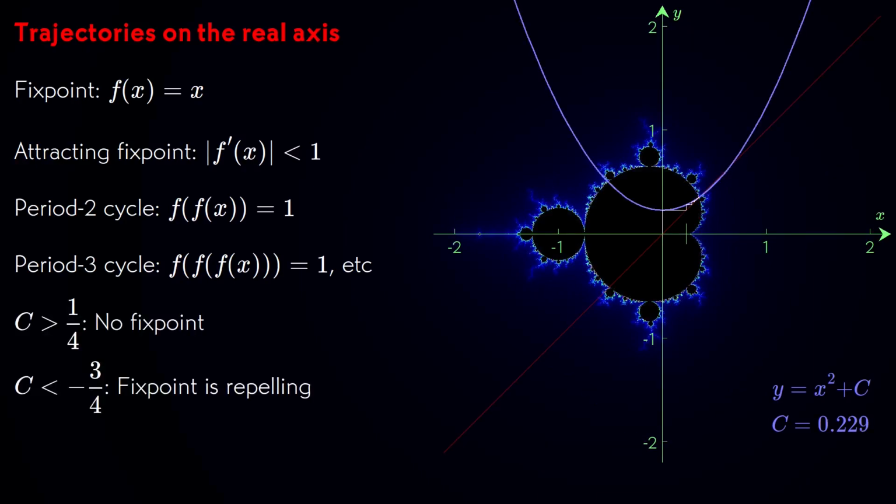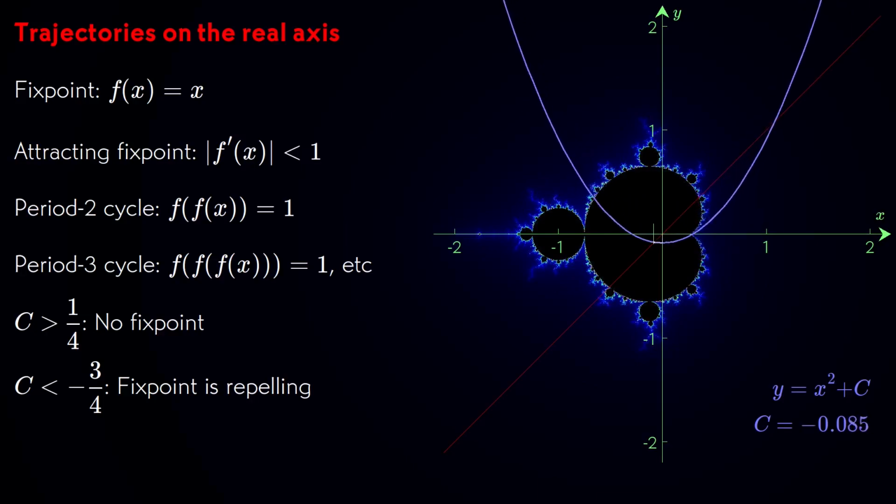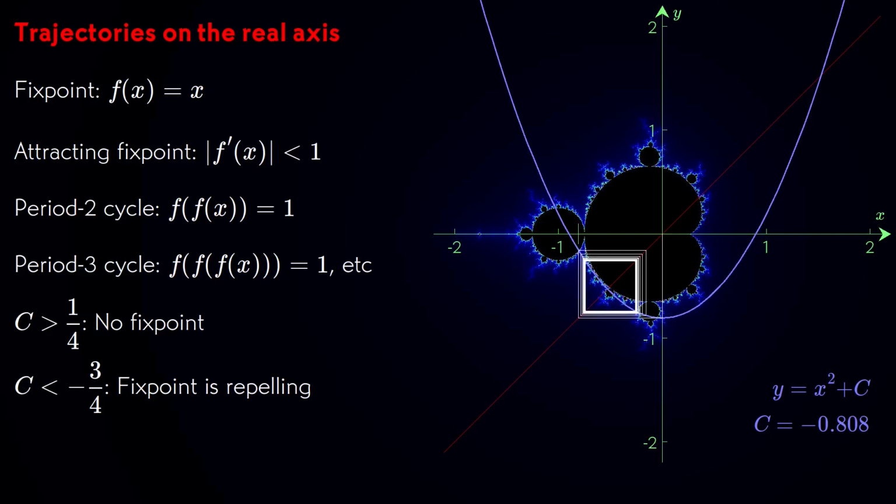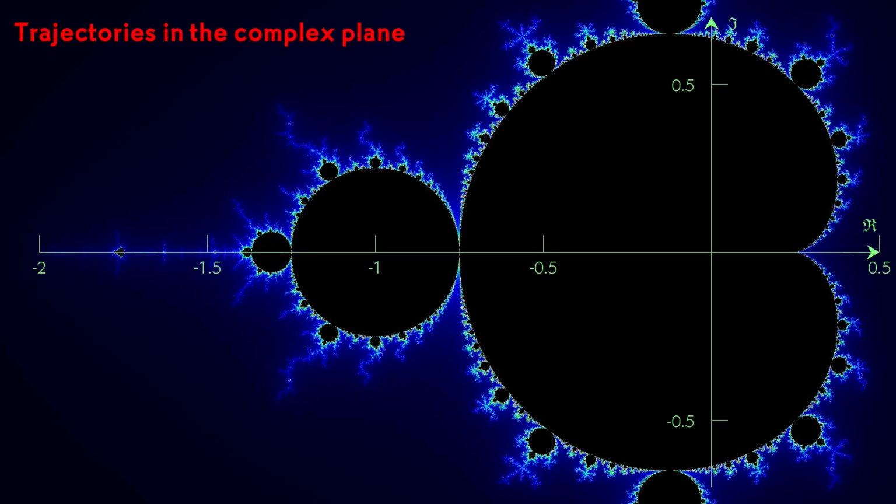The values of c, where the behavior is simple convergence to a single fixed point, are the ones that are at most 1/4, because above that there is no fixed point, and at least -3/4, because below that the fixed point is repelling, not attracting. We've seen that there is a lot of complexity in the behavior of the iteration, even for real numbers. Now let's move on to complex numbers.